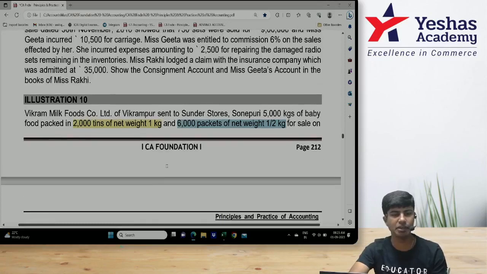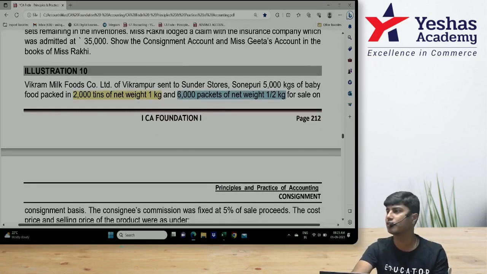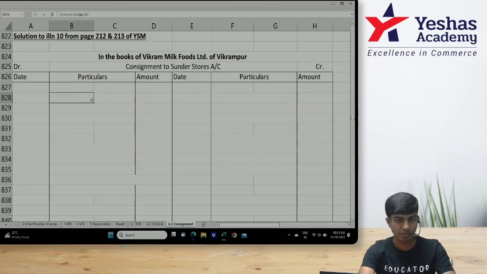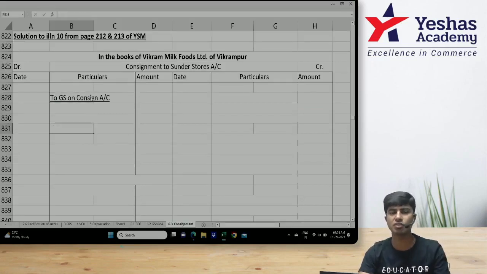Let's start. Consignment account. What do you write for these 2000 tins of net weight 1 kg and 6000 packets of net weight half kg? Consignment account debit to goods sent on consignment. But we don't know the value. So in my consignment account, debit side, I will write two goods sent on consignment entries, giving space for both items separately.